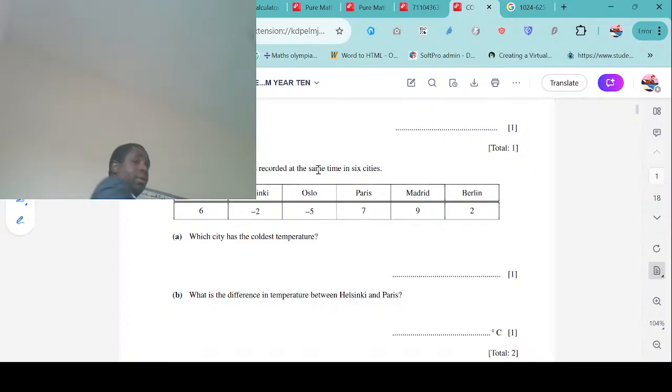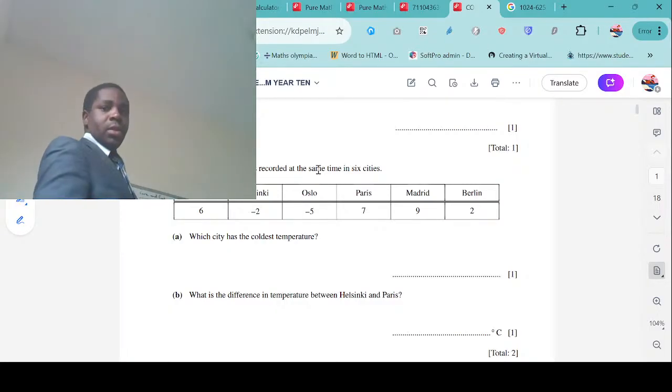Yeah. So now the first question says, which city has the coldest temperature? Definitely we have to look at the one that has the lowest temperature. That is Oslo. So that's that. I hope you got that.